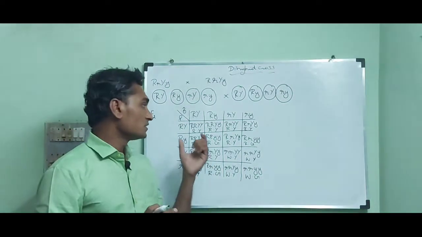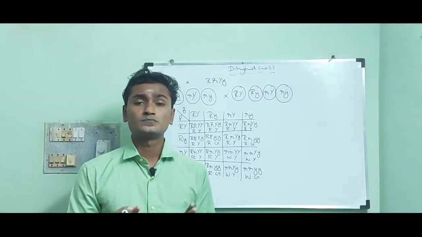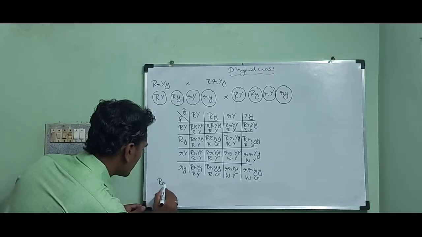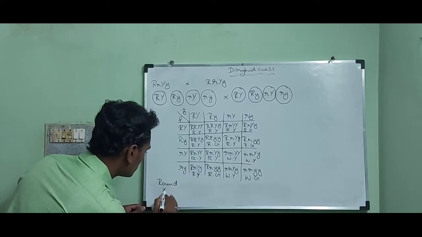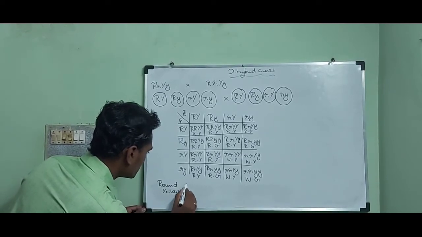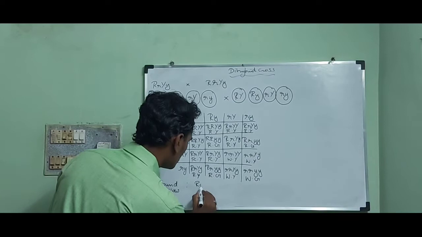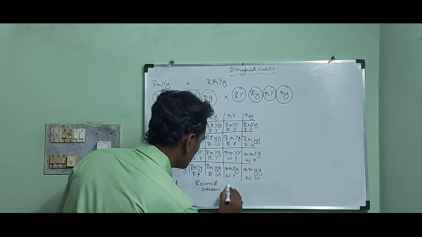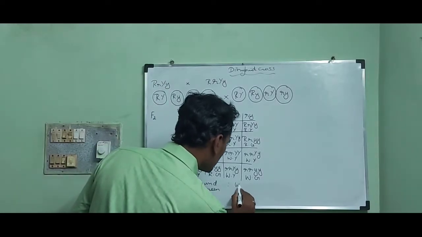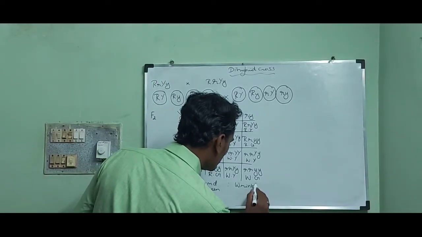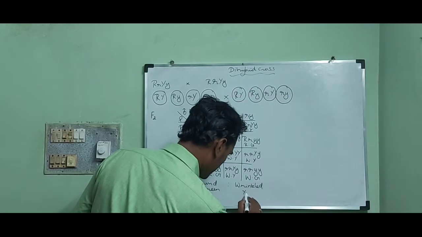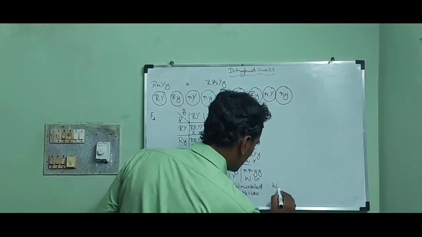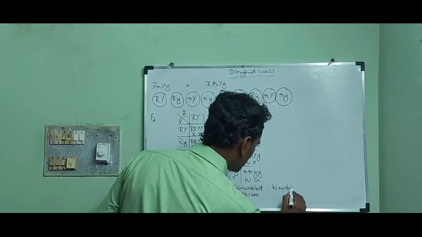So in the F2 generation we could observe 4 types of phenotypes. They are round yellow, then round green, then wrinkled yellow, then the final one is wrinkled green.